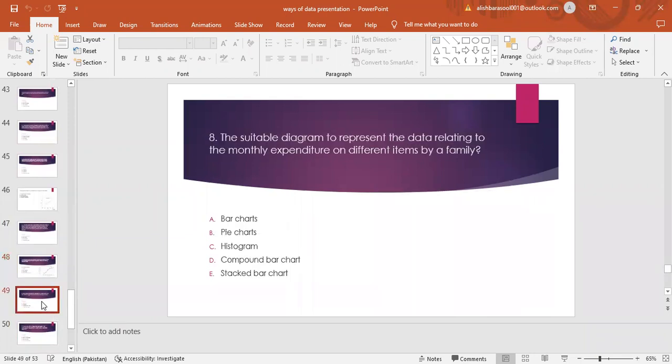The suitable diagram to represent the data relating to the monthly expenditure on the different items by a family. A. Bar charts, B. Pie charts, C. Histogram, D. Compound bar chart, E. Stacked bar chart. It's B. Pie charts.